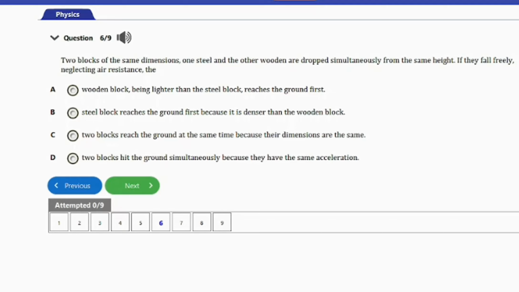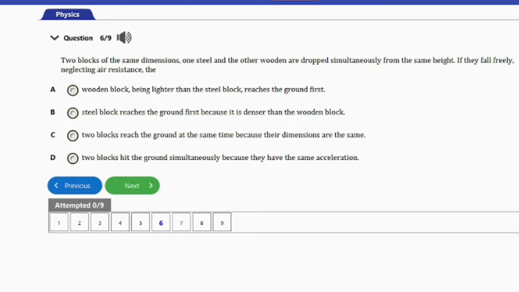It says, two blocks of the same dimensions, one steel and the other wooden, are dropped simultaneously from the same height. If they fall freely, neglecting air resistance, the: A, wooden block, being lighter than the steel block, reaches the ground first. B, steel block reaches the ground first because it is denser than the wooden block. C, two blocks reach the ground at the same time because the dimensions are the same. D, two blocks hit the ground simultaneously because they have the same acceleration.